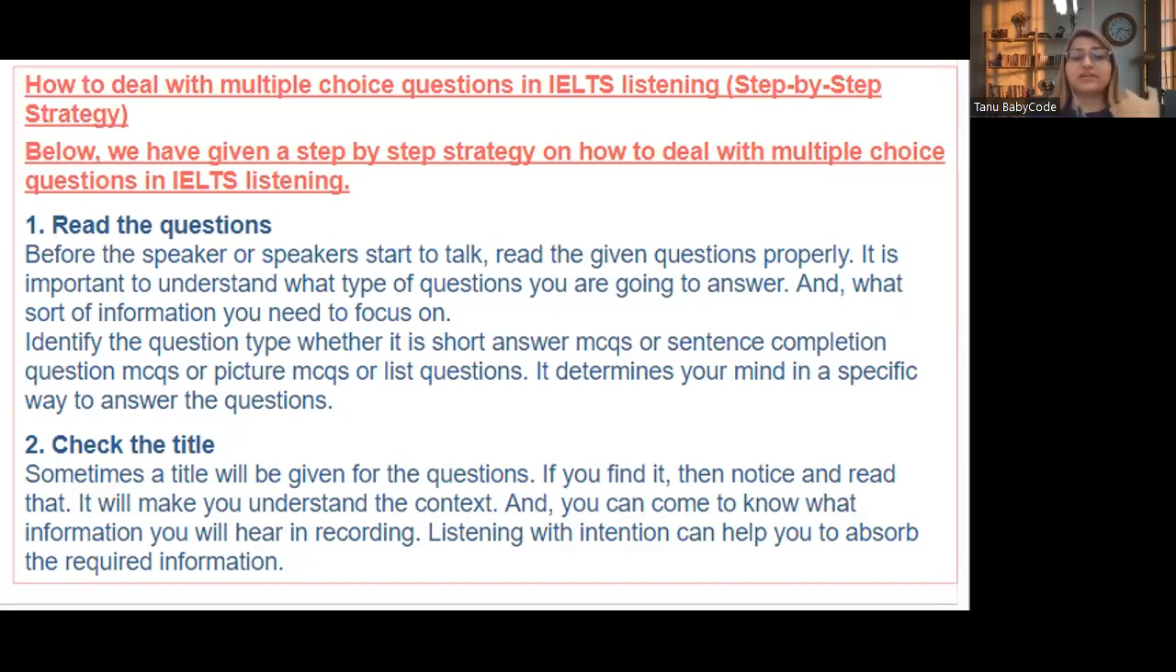Second is check the title. Sometimes a title will be given for the questions. If you find it, then notice and read that. It will make you understand the context also. You can come to know what information you will be hearing in the recording. Listening with intention so that you can absorb the required information.